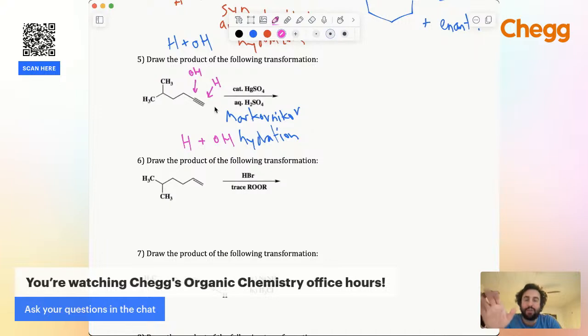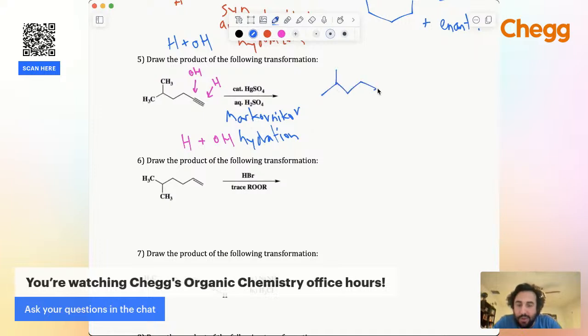That's Markovnikov. If we had conditions that were promoting anti-Markovnikov hydration, then the OH would go to the less substituted, the terminal carbon, and the H would go to the secondary one. So this is it. That's all we need to know. In order to answer this, we're going to go ahead and add those.